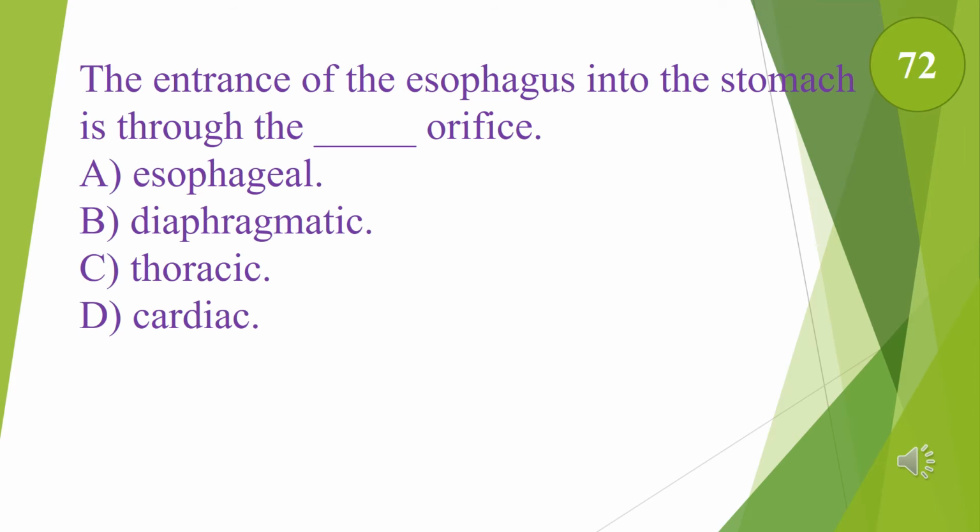The entrance of the esophagus into the stomach is through the what orifice? A. Esophageal, B. Diaphragmatic, C. Thoracic, D. Cardiac. The answer is D. Cardiac.